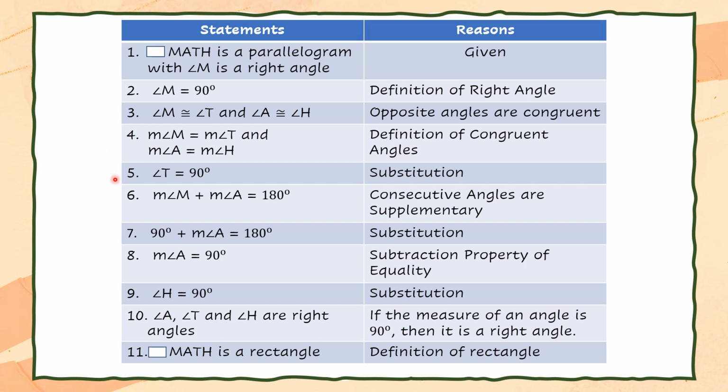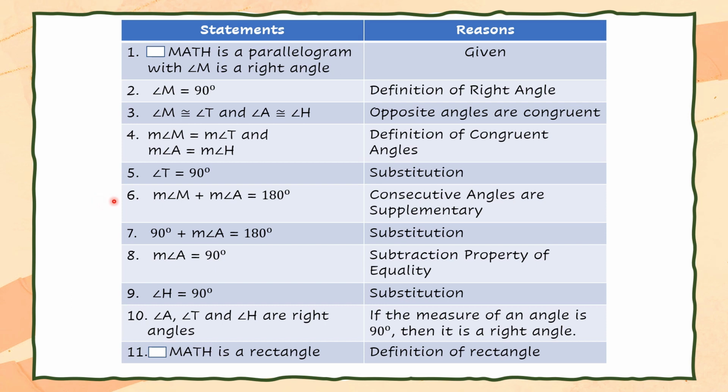Next, angle T is equal to 90 degrees. So since the measure of angle M is equal to the measure of angle T, by substitution, therefore, the measure of angle M will now be 90 degrees. So we have now the measure of angle M and angle T. Let us try to find next the measure of angle A.